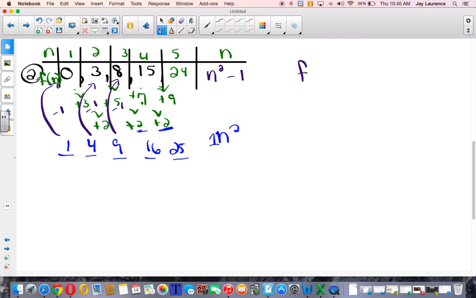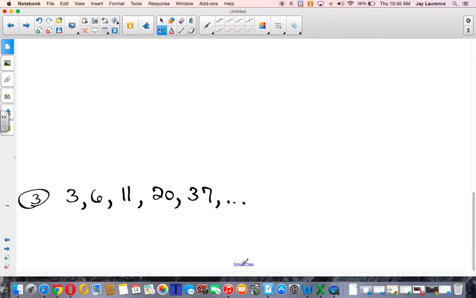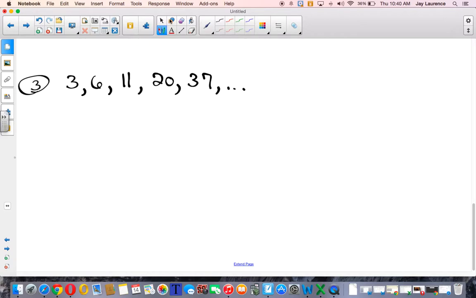So my function f of x is going to equal x squared minus 1. And that's quadratic. All right. If I'd gone down to the third difference, it would be cubic. Fourth difference would be quartic, etc. Here's one more. And then we'll call it a wrap on this video.